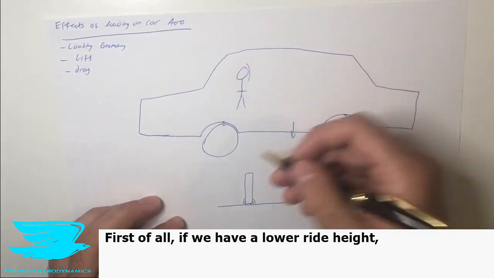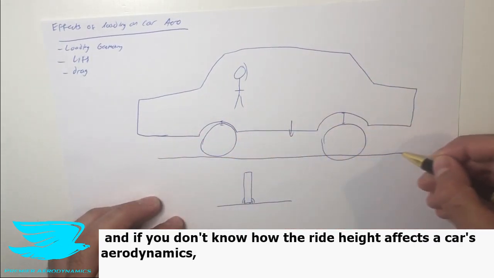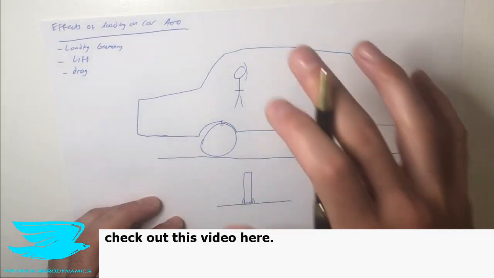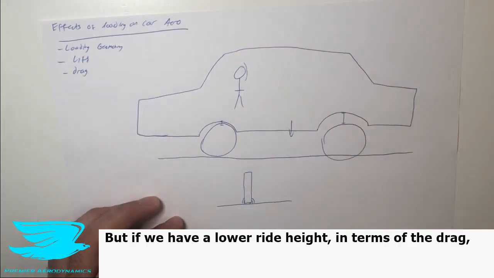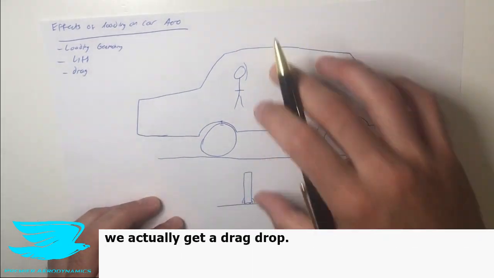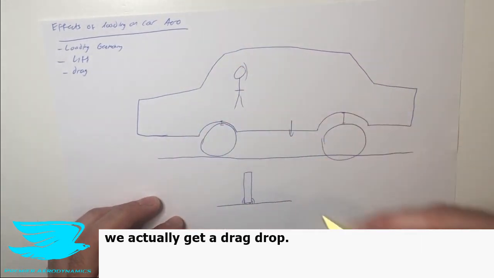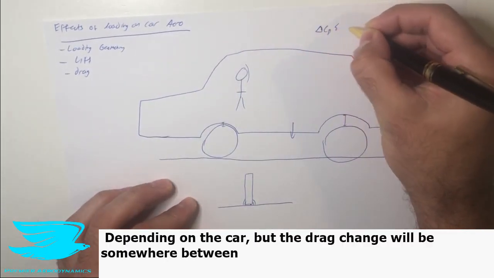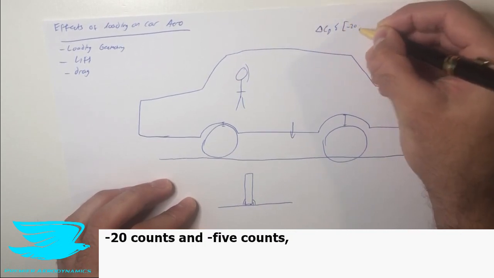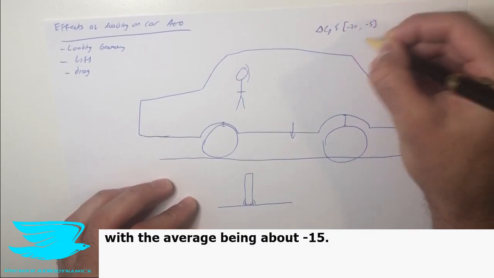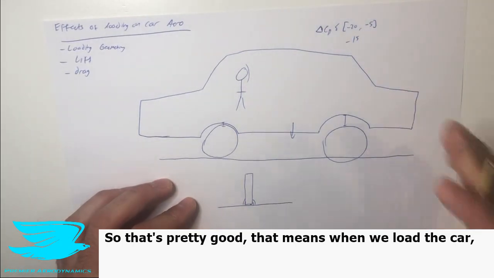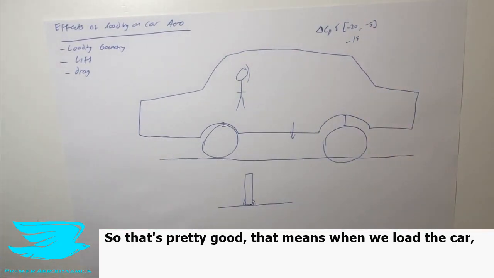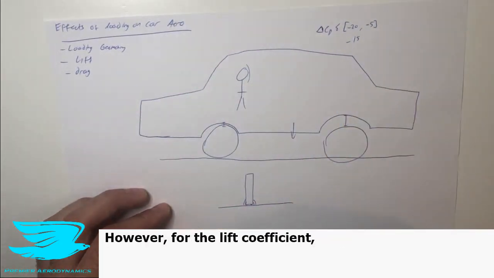First of all, if we have a lower ride height, and if you don't know how the ride height affects the car's aerodynamics, check out this video here. But if we have a lower ride height, in terms of the drag, we actually usually get a drag drop. Depending on the car, the drag change will be somewhere between minus 20 counts and minus 5 counts, with the average being about minus 15. So that's pretty good. That means if we load the car up more, we would generally get a lower drag.